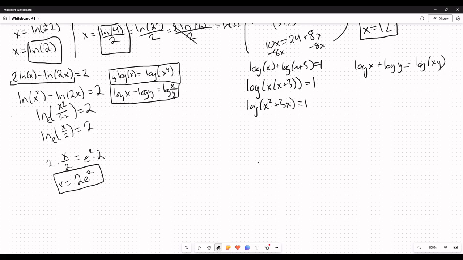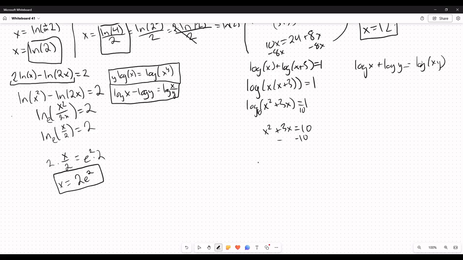Now I have everything inside a log on one side, and I have a number on the other side. So let's go ahead and try to cancel that log by doing some number to both sides. And now I have to remember, it doesn't say anything here. If it doesn't say anything, we have log base 10. So let's go ahead and raise 10 to the power of both sides. On this right side, we'll have 10. On the left side, we'll have x squared plus 3x. And now I just have a polynomial that I know how to solve.